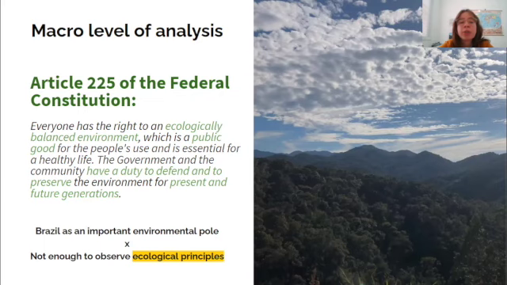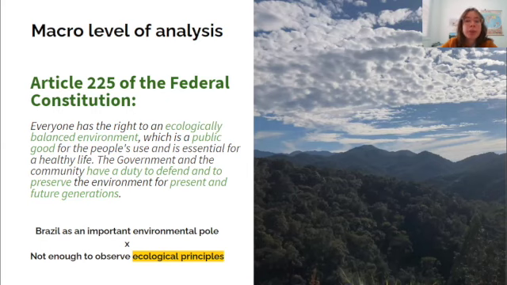Article 225 of our federal constitution provides protection to the environment as everyone's right. It reads as follows: everyone has the right to an ecologically balanced environment, which is a public good for the people's use and is essential for a healthy life. The government and the community have a duty to defend and to preserve the environment for present and future generations.